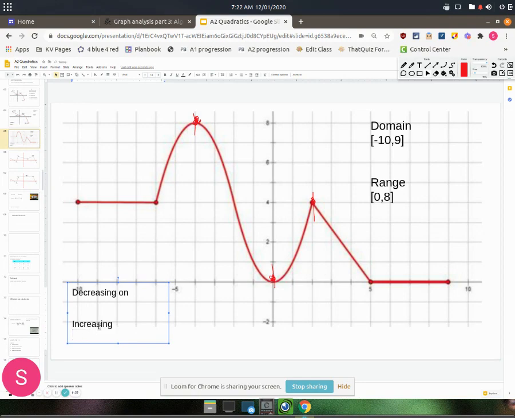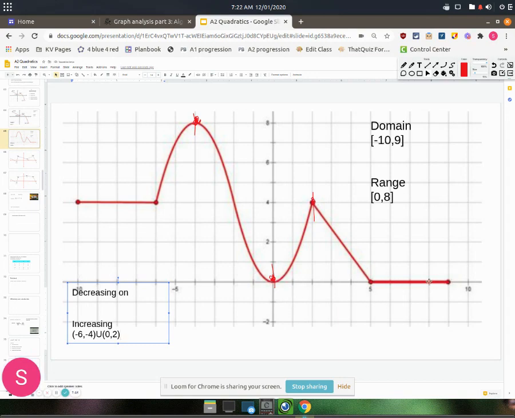As far as increasing and decreasing, it is neither increasing or decreasing right here, but from -6 up until -4, so this little interval, from -6 to -4, it is increasing, -6 to -4. It is also increasing from 0 to this x value here. So from there to there, it's increasing. And I want to use those x values. So 0 to 2.